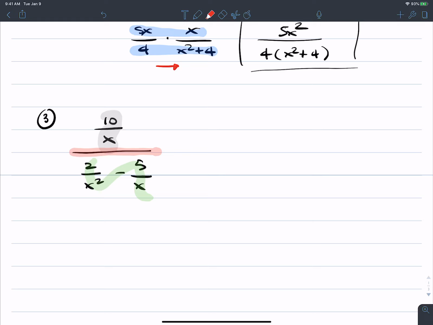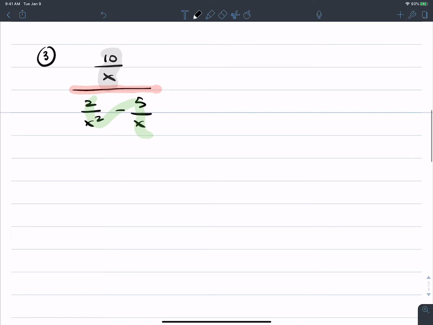There's no work to do in the numerator because it's 10 over x. It's a single fraction. The only work is in the denominator. So that's what we're going to do. We're going to work on the denominator, meaning 2 over x squared minus 5 over x. Again, we notice we need the same denominator. In one case you have x squared here, the other case you have x. So we're going to do what we did prior.